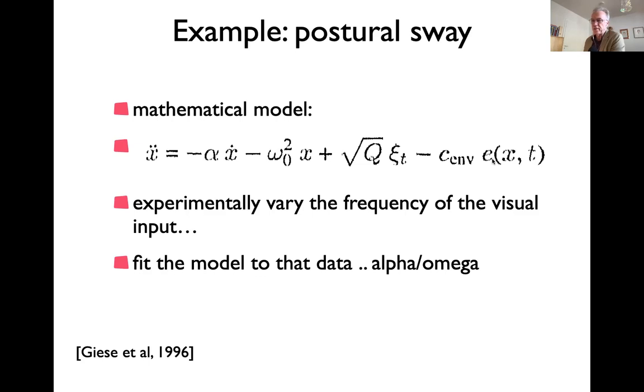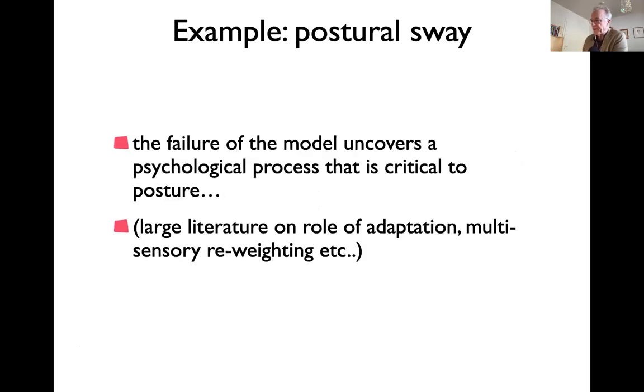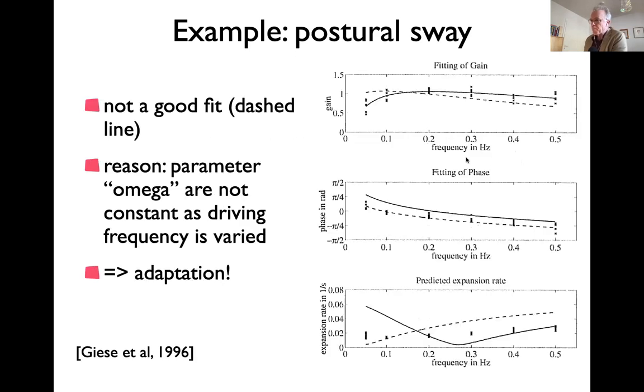So what actually happens is that people, when they're driven like that, adapt to that drive. Unconsciously, you're not aware of that when you're a participant in this experiment. You're adapting, and that adaptation leads to the curve. So if you take that adaptation into account, then you can actually account for the data.